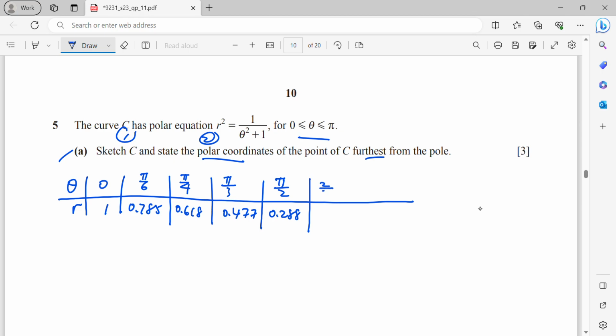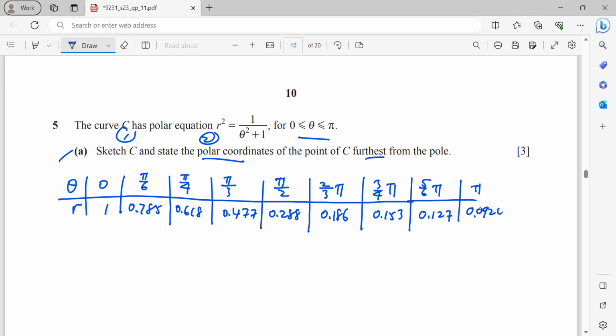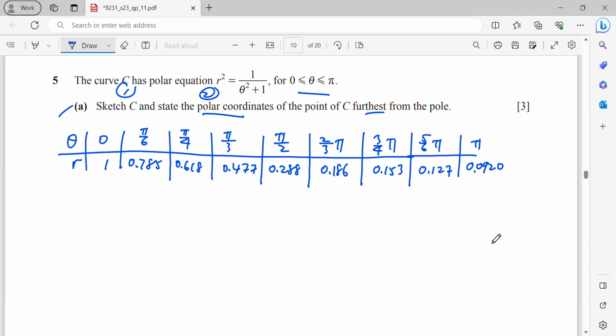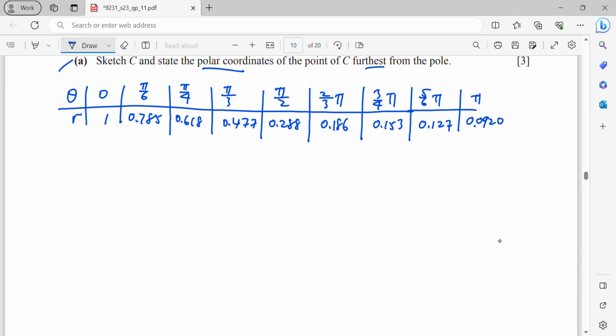After that, 2 over 3 pi, you will get r equals 0.186. For 3 over 4 pi, it will be 0.153. 5 over 6 pi, then 0.127. At last, I get pi, and the r is 0.0920. Okay, so with all of this, we can just draw the sketch of curve C. So this is theta equals 0.